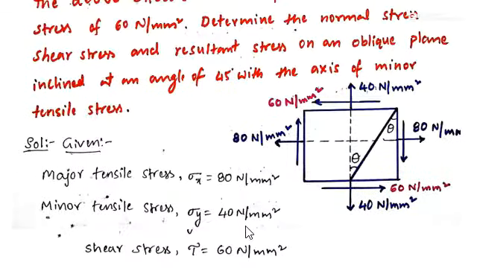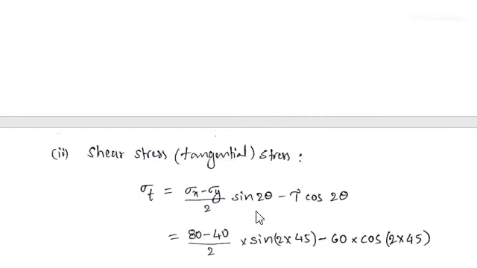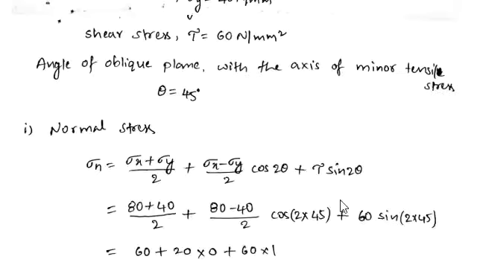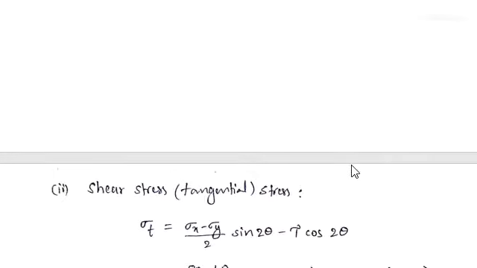So here, to find out normal and shear stresses on this oblique plane, we have formulas. The normal stress formula is given by sigma x plus sigma y by 2, plus sigma x minus sigma y by 2 cos 2 theta, plus tau sin 2 theta. And the shear stress formula is given by sigma x minus sigma y by 2 sin 2 theta minus tau into cos 2 theta. So friends, for the derivation of this normal stress formula and this shear stress formula, please refer to my previous video on principal stresses and strains, that is case 4 video.